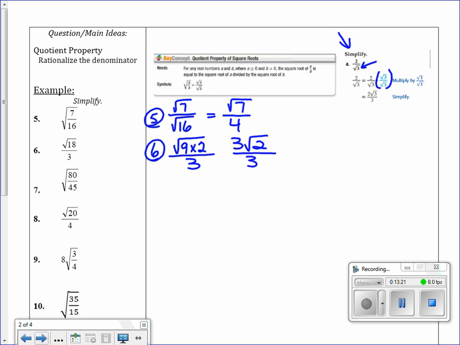Now we're looking at this like it's a fraction. And as you can see, I have 3 in the numerator, 3 in the denominator. Those can go ahead and cancel each other out. So our answer is just the square root of 2.